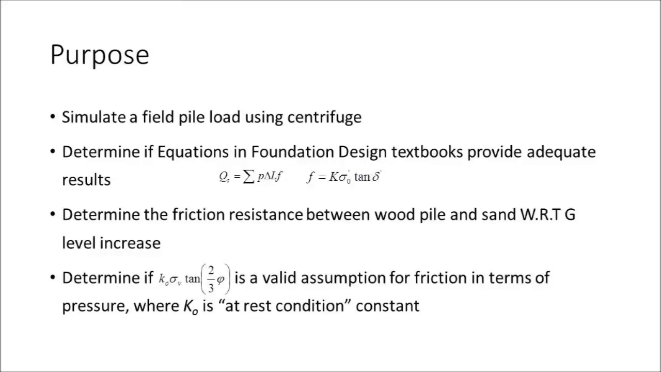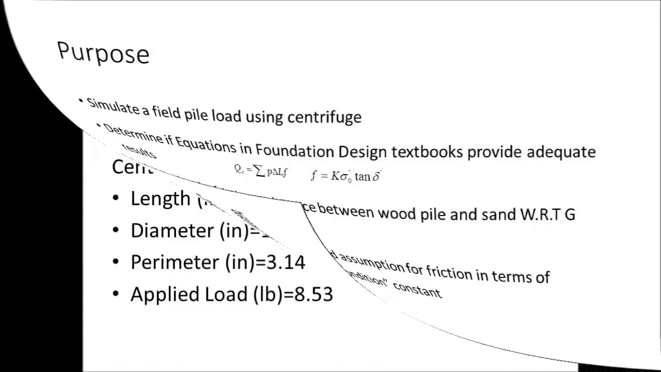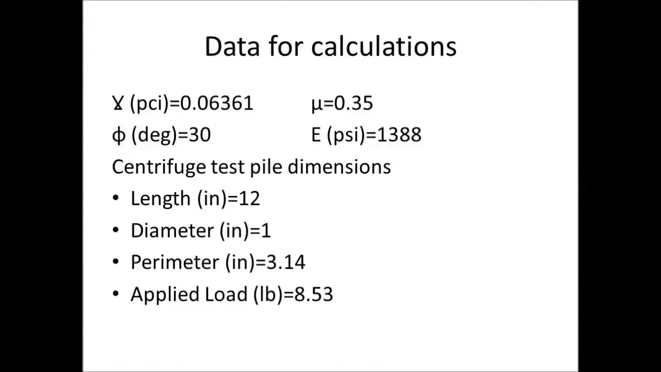The purpose of this experiment is to simulate a field pile load test on sand with axial load. Also, we want to investigate if the results from the centrifuge equation are comparable to the calculated results. Also, we would like to determine the friction resistance between the wood pile and sand with respect to G level increase. The following data is used for the calculations.